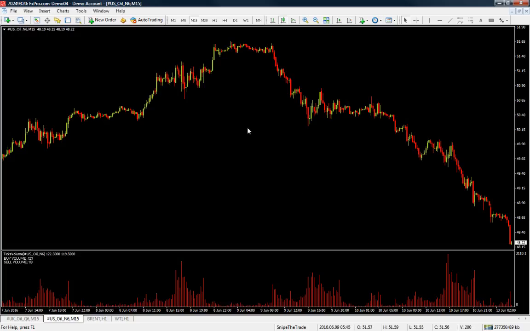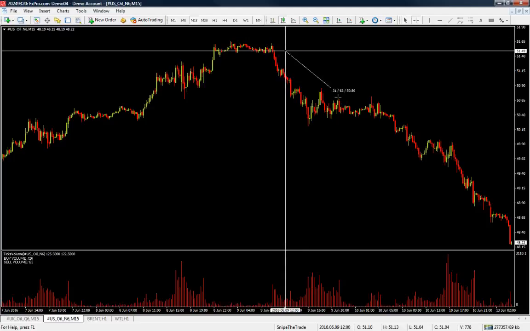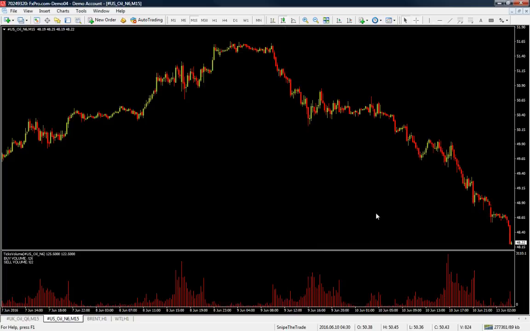Now, here's the 50-minute chart on crude oil, and this is the last session. Price dropped immensely from the 51.50 level and closed about the 48.65. So basically, we had a $3 drop on crude oil. Now, the drop was not on a straight line, and we had some relief around those levels.